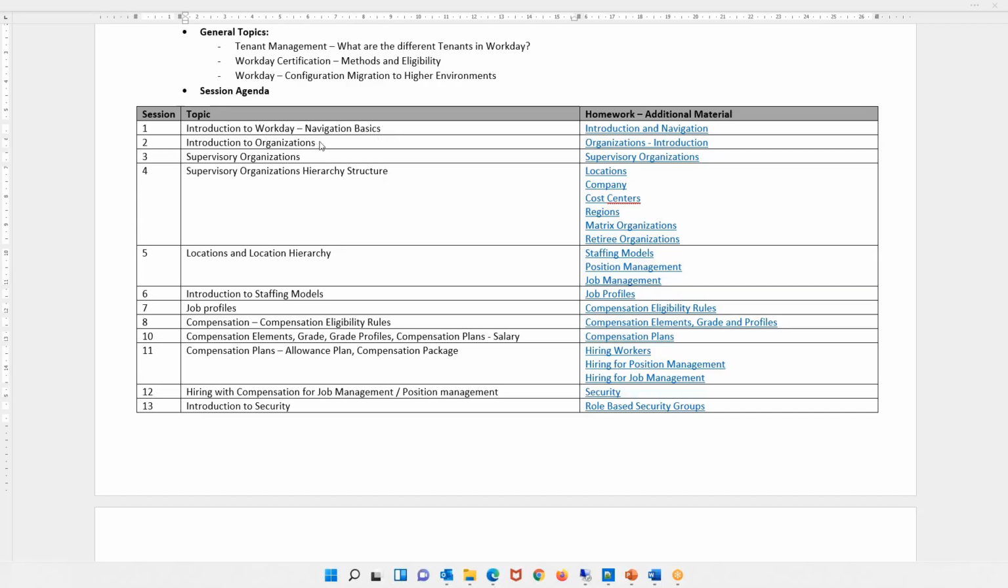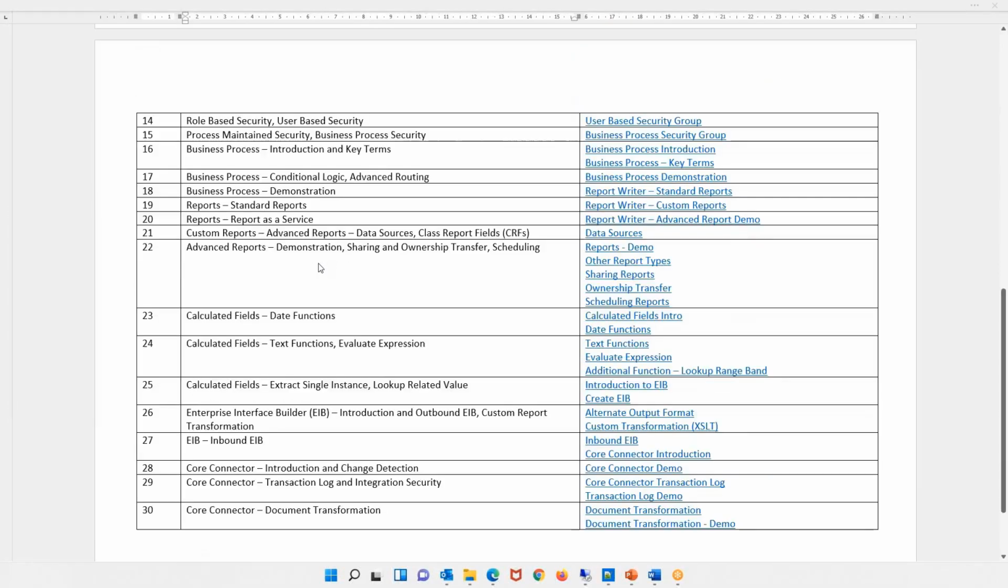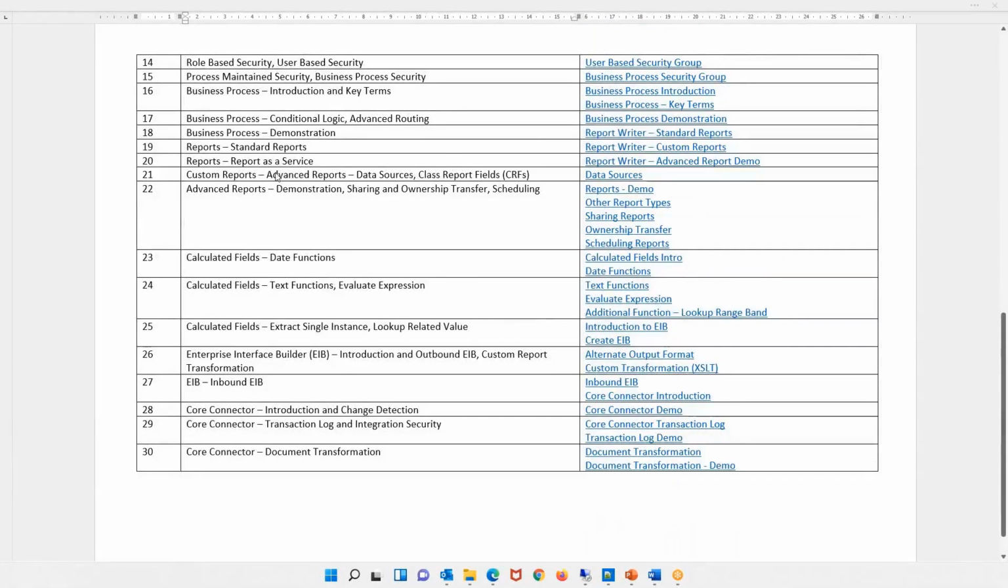Okay, so we will start with introduction to organizations today, and then we will talk about supervisory organizations in tomorrow's session. Supervisory organization hierarchy structure, and then we will talk about locations and so on. So this is a detailed agenda. I want you to keep the link handy. This will have all the 30 sessions and the agenda for all the 30 sessions.